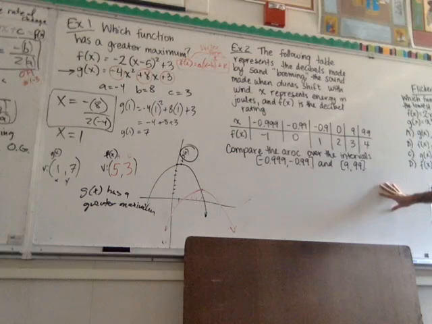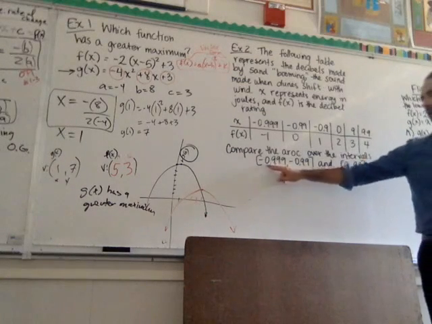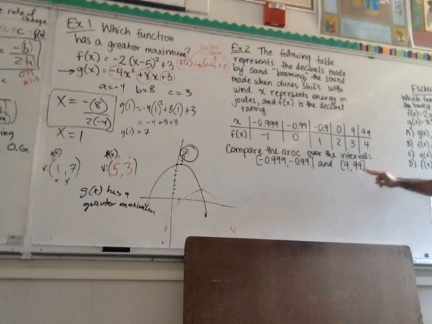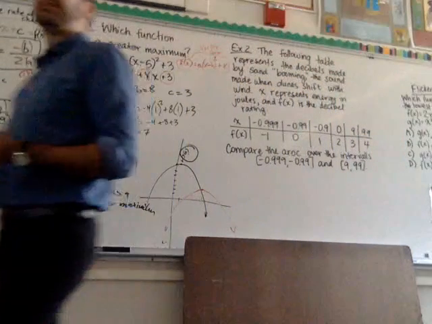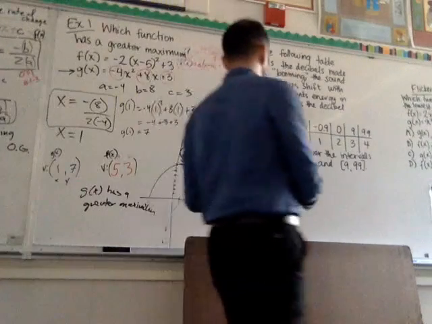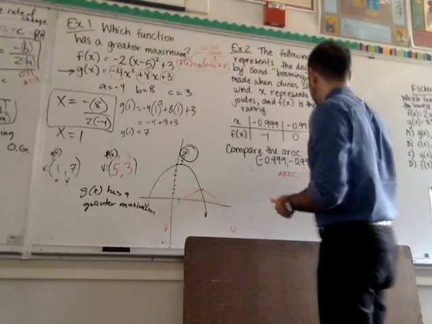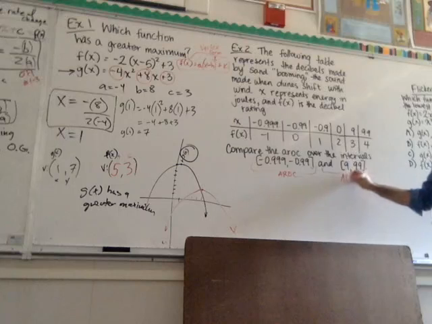All right, I'm going to ask you right here. Compare the AROC over the intervals negative 0.999, negative 0.99, and 9 to 99. Okay, so how about this? We're going to break this up. Here's the divide right here. So Eliana, you're on this side. And then Jackson and Hayden, you're on this side. If you're on the door side, I want you to do this interval. Find the AROC for this. If you're on the window side over here, then you're going to find the AROC for that.